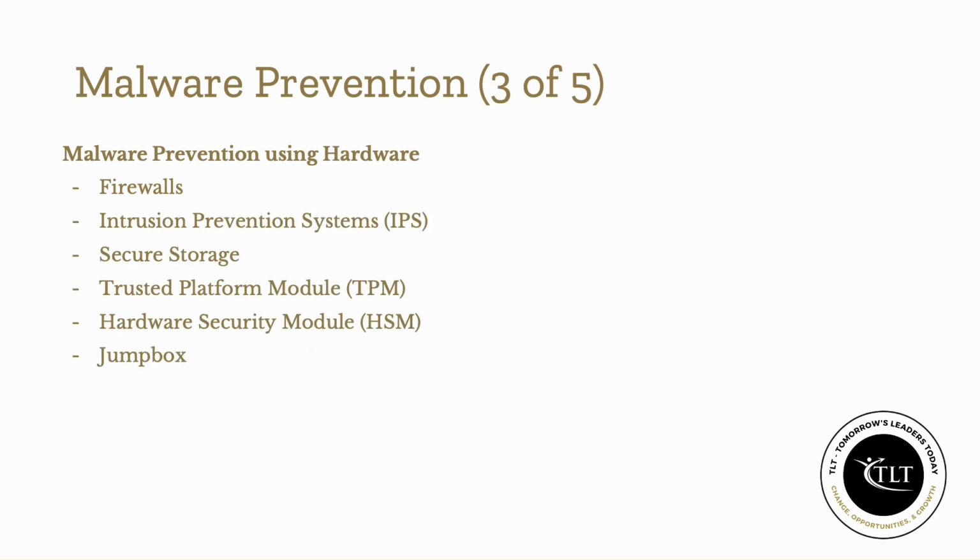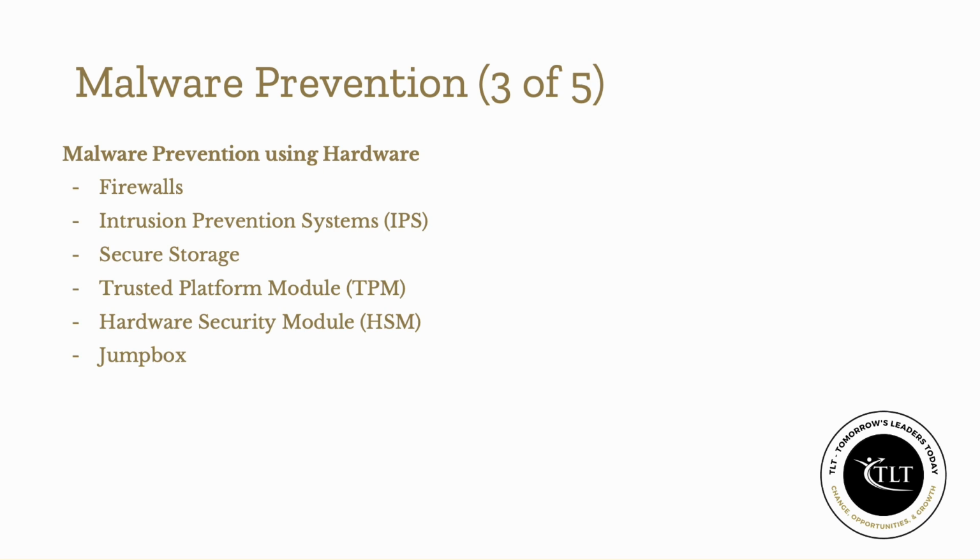Hardware devices offer strong physical layers of protection and malware prevention. Firewalls, when implemented as hardware, control traffic at the network's edge, blocking unauthorized access before it even reaches your systems. Intrusion prevention systems, or IPS, are often hardware-based as well. They monitor and actively block malicious traffic in real time. Secure storage devices like encrypted drives protect data from malware tampering and theft by keeping it physically secured and often offline.